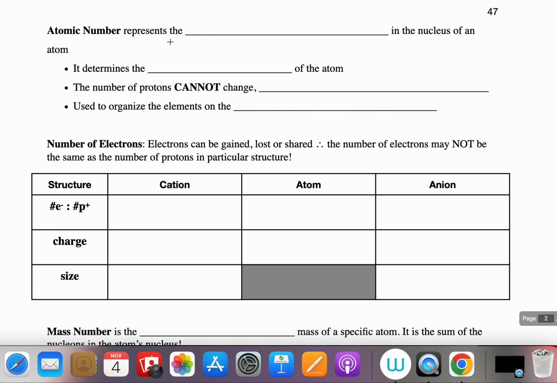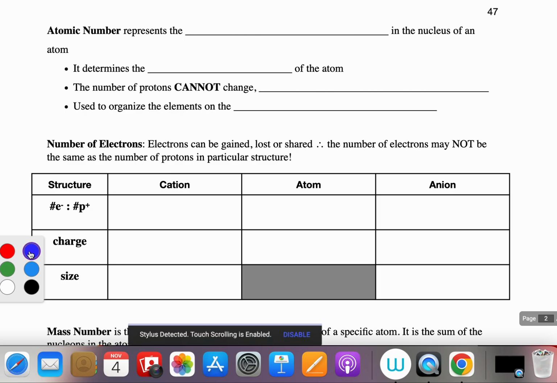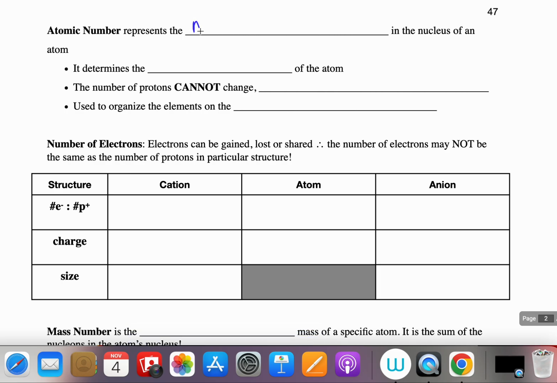Page 47, looking at terms and how to apply them to the atom structure. First off, the atomic number represents the number of protons in the nucleus of an atom. The number of protons is very important because it determines the identity of the atom. It determines which element it belongs to.